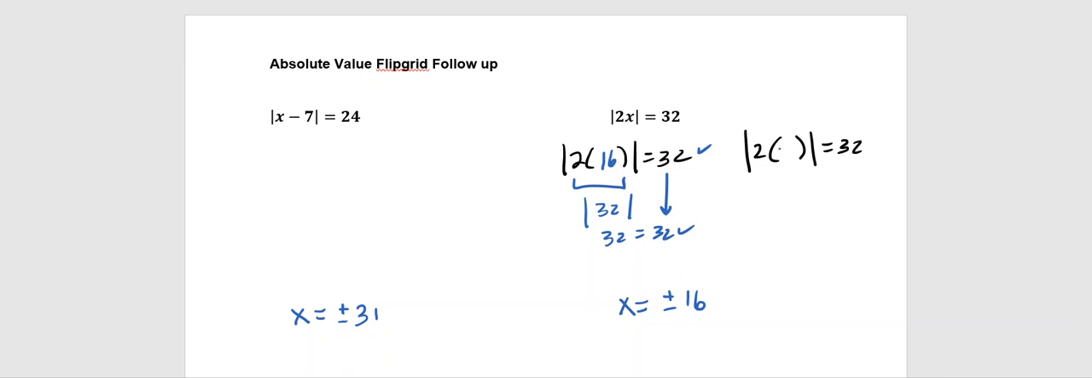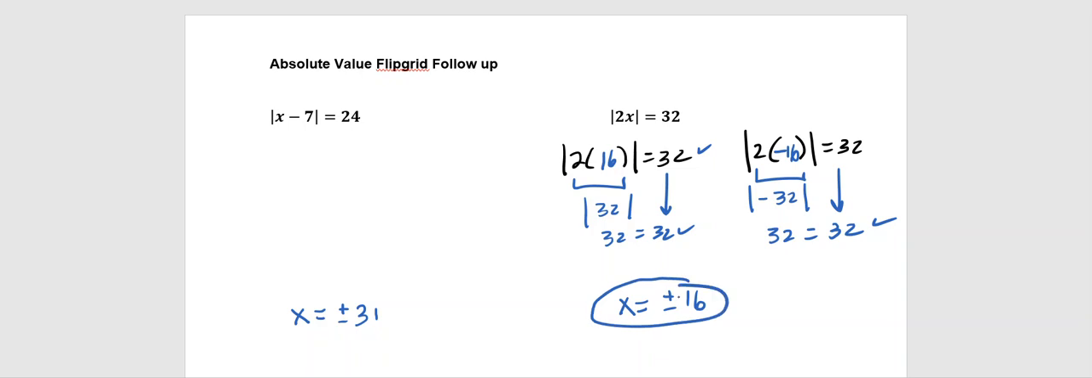So far half of our solution is verified as being correct. Now let's go back and substitute the negative 16 in. So again, being mindful of the grouping that's going on with absolute value. 2 times negative 16 is negative 32. I did that multiplication within the bars. Now I'm going to find the absolute value of negative 32, which is 32. And once again, we proved that it is equal to 32 that the equation says. So we're very happy with those two solutions.